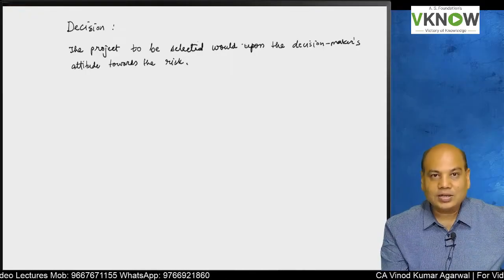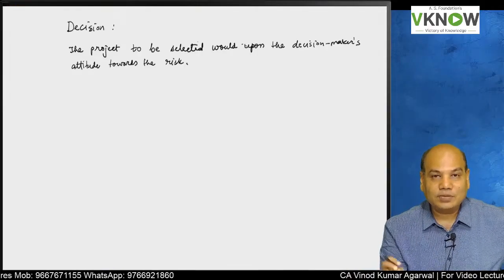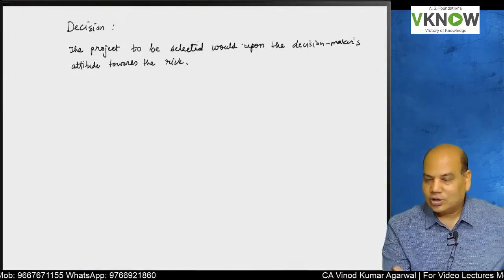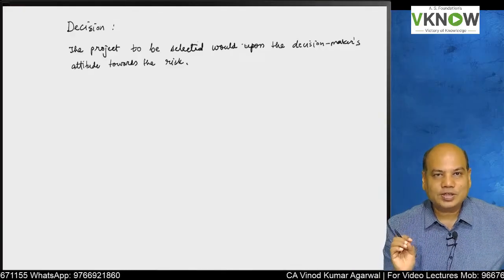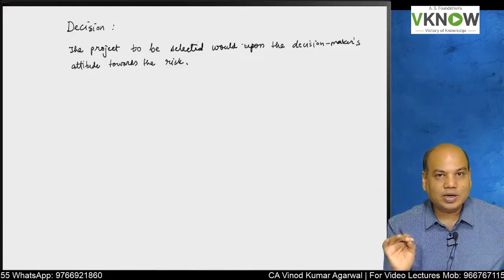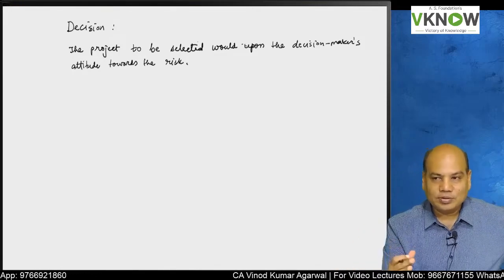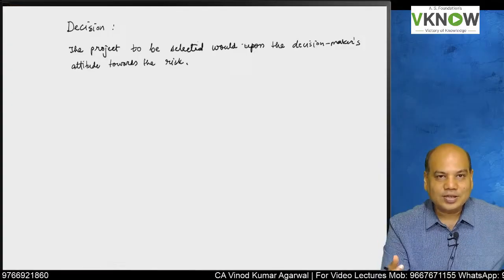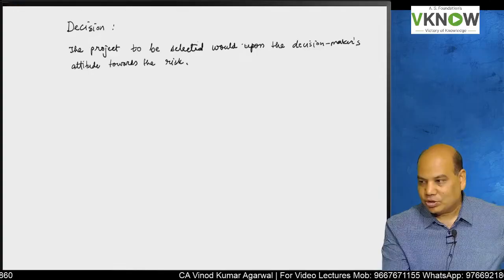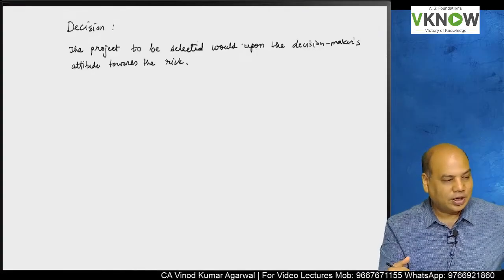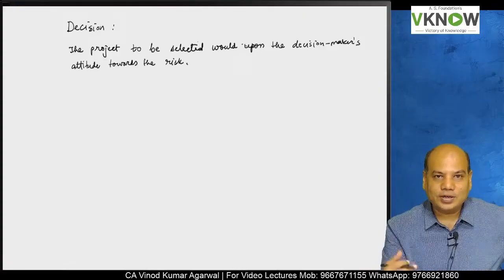There can't be one answer when it comes to risk taking. Different people have different attitude towards the risk. So answer B would be selected by majority of the decision makers, because most people are risk averse. But there are few people who can take risk and who will select project A also, because if you select project A and if optimistic scenario prevails, you can get a very high return.